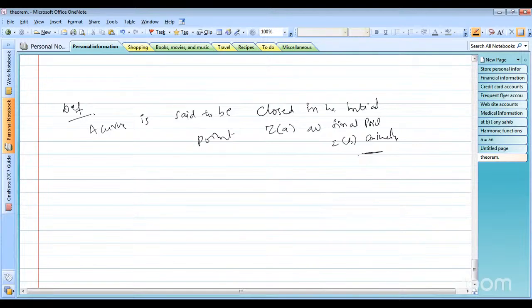The corresponding parameters for z of a and z of b are a and b. Otherwise, the curve C is also called an arc. If not, it is not closed, so z of a is not equal to z of b.